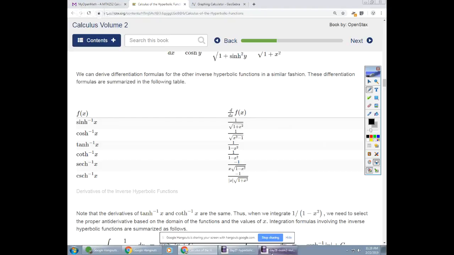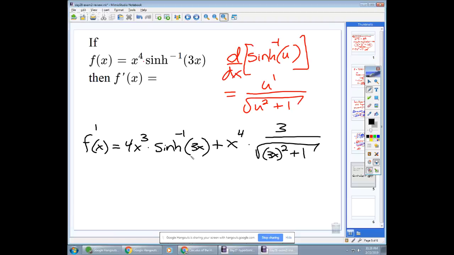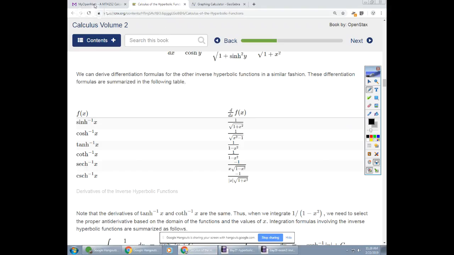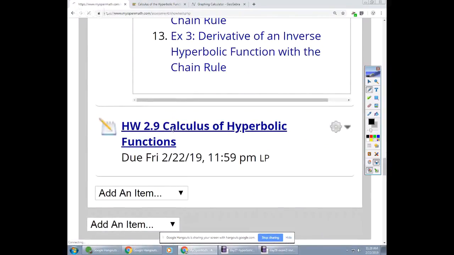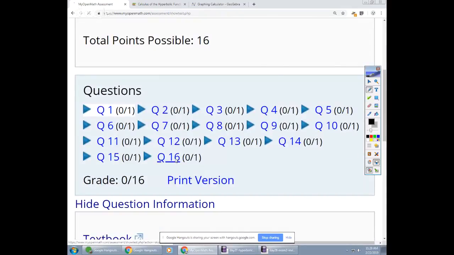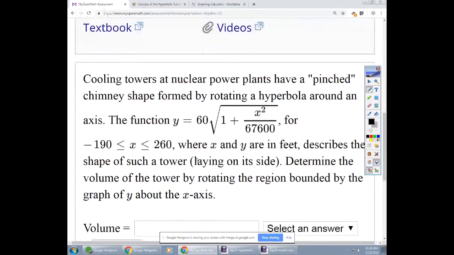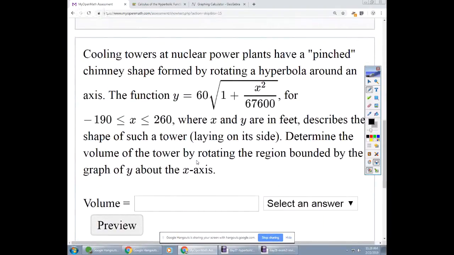All right, let's do some other problems. I found that in the section 2.9 homework, there was a very interesting revolution problem at the end. There's this cooling tower for a nuclear power plant that's got this pinched chimney shape. Like we've all seen pictures of those. The function kind of sort of looks like it, but laying sideways. Let's hope no power plant ever lays sideways in our lifetimes.